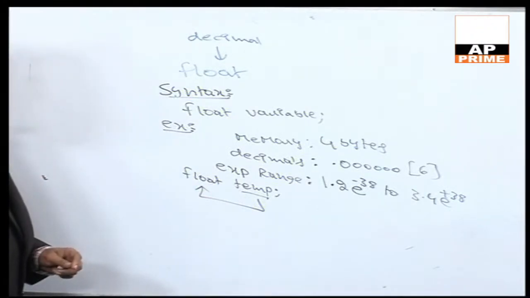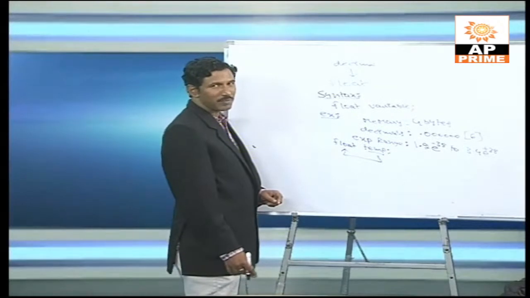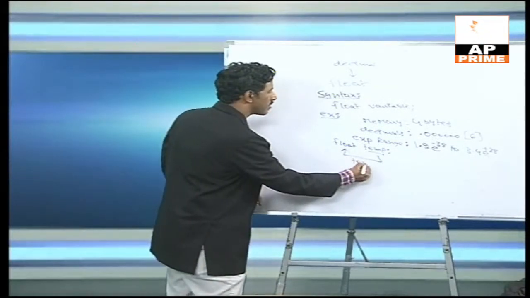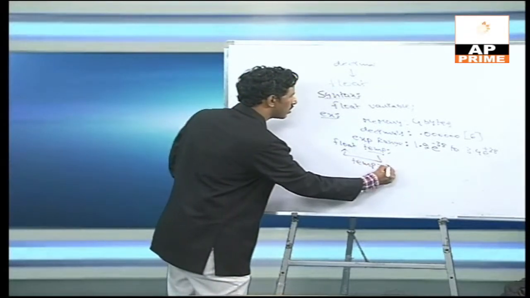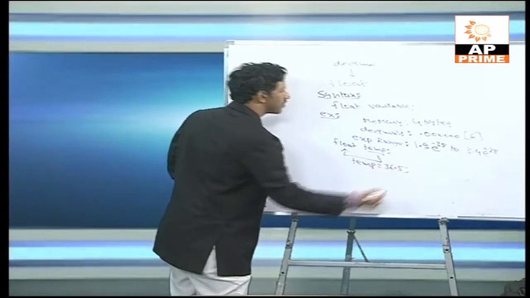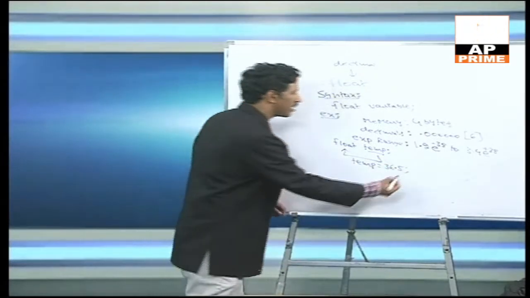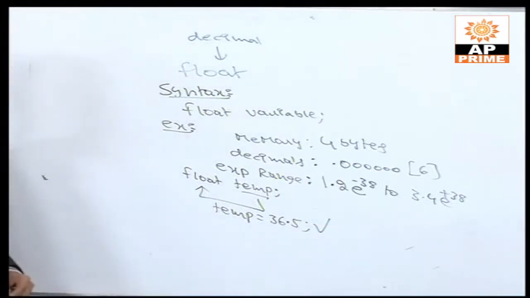I want to store the weather temperature. Weather temperature, which data type? Decimals. Temperature equal to 36.5. Now that is valid because you are entering decimals.